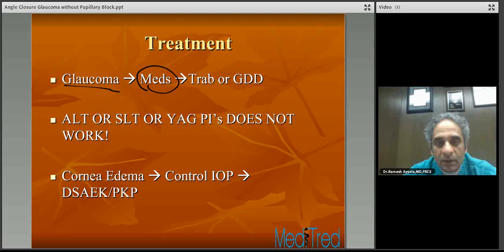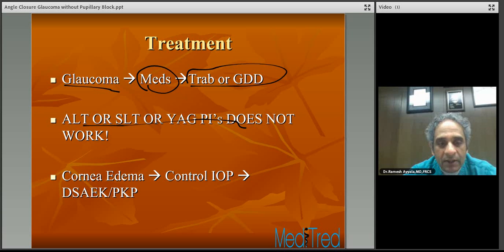And if that doesn't work, you can either try a trab or a glaucoma drainage device. Either of those situations can work. ALT, SLT, or YAG-PIs do not work in these patients. As you can imagine, the reason why.